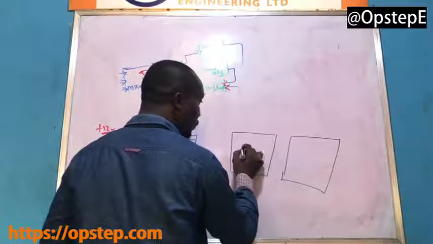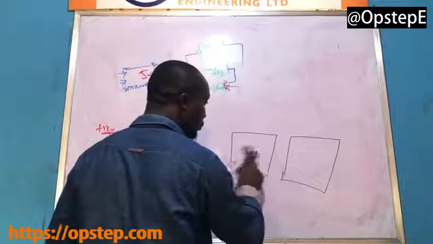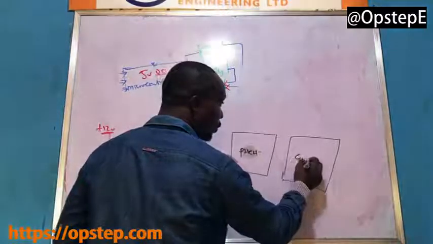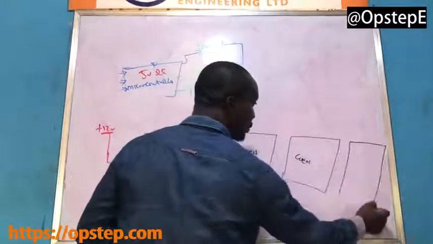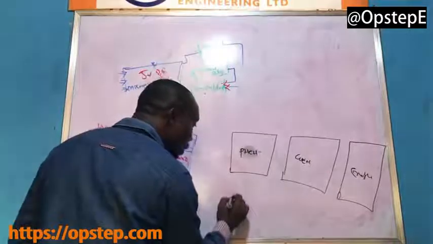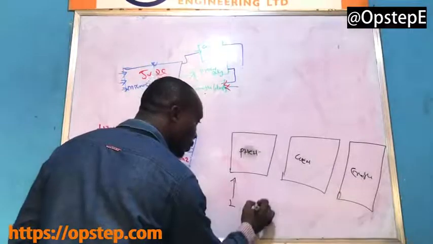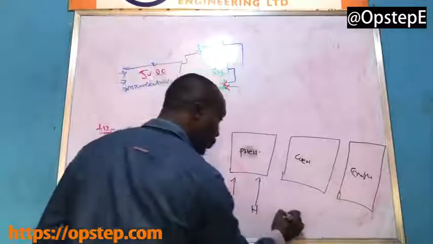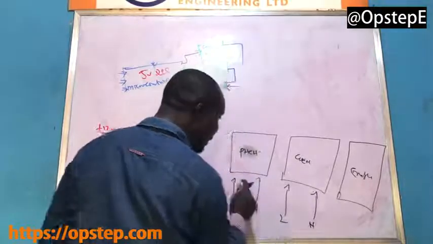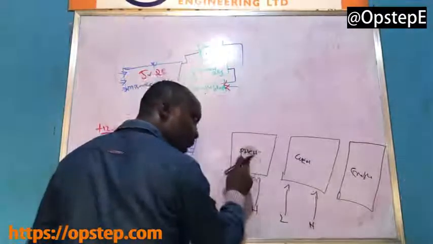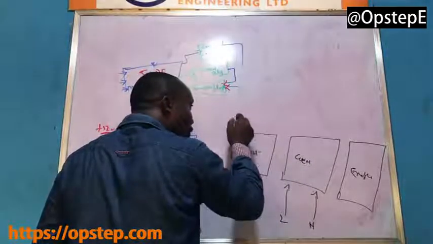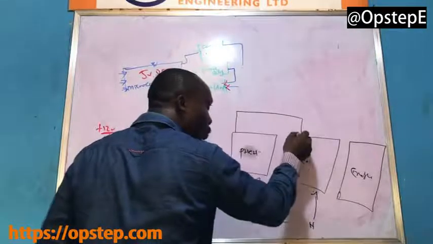See this for PHCN. See this for generator. The third one. See for that way. So you have live going here, neutral going here, live going here, neutral. So this is live, this is for what? PHCN, this is for what? Generator. Now don't forget, the output of this will connect to this one.